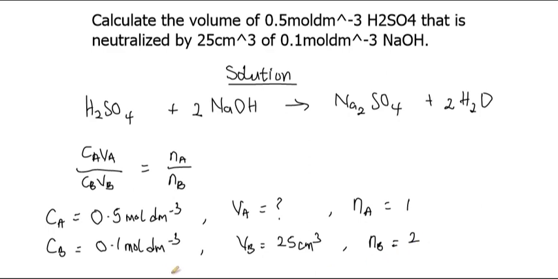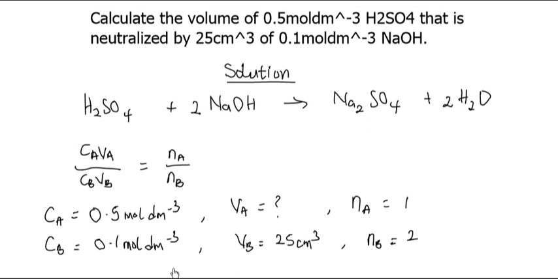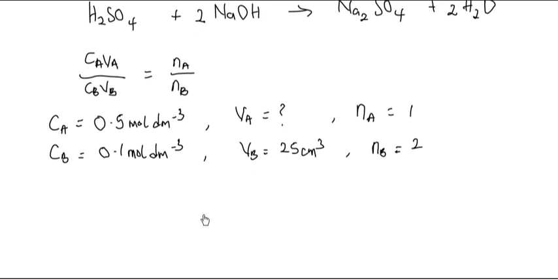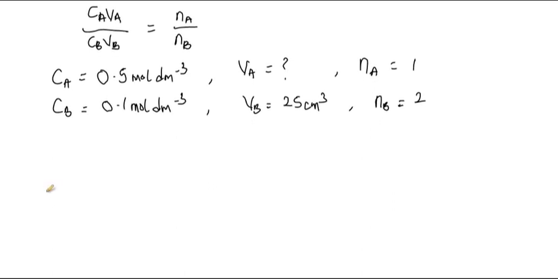Now after writing out the values, the next thing to do is to calculate the unknown. The unknown here is Va, that is the volume of the acid. To get that, we simply make Va the subject of the formula by cross multiplying. So we say Va equals CbVb times Na divided by Ca multiplied by Nb.